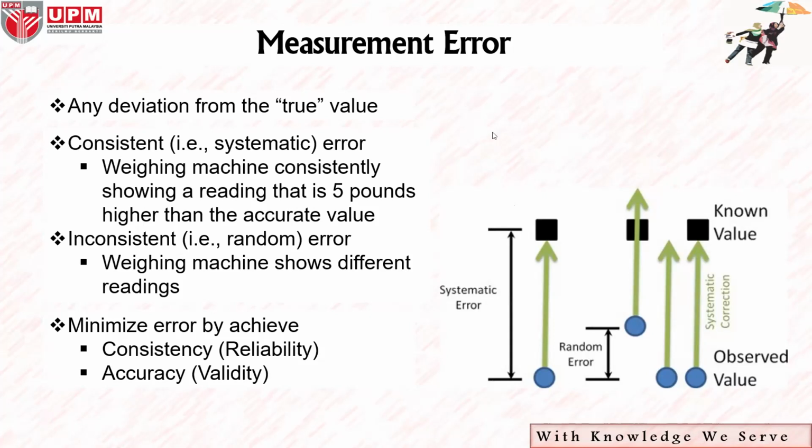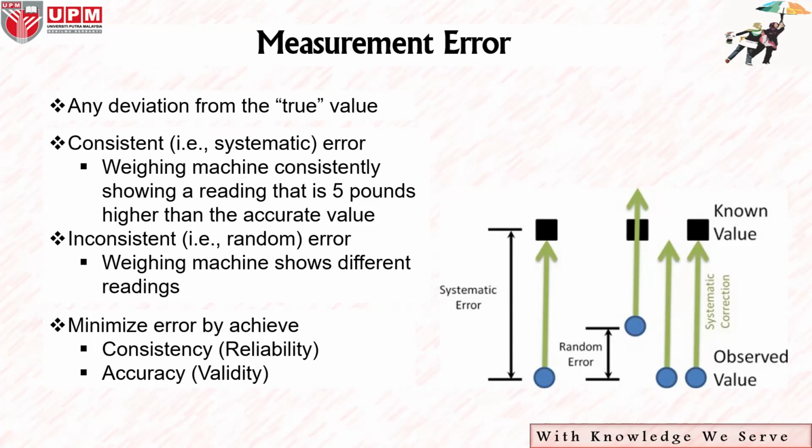Okay, but in our study, based on our research hypothesis, we find that there is a positive relationship. Actually it is not possible for us to double check, unless we check the instrument again. The data, we can't do anything about it. Okay, and then measurement error can also be consistent error or systematic error, in which, for example, the weighing machine consistently shows a reading that is 5 pounds higher than the accurate value. That is also an example of consistent error.